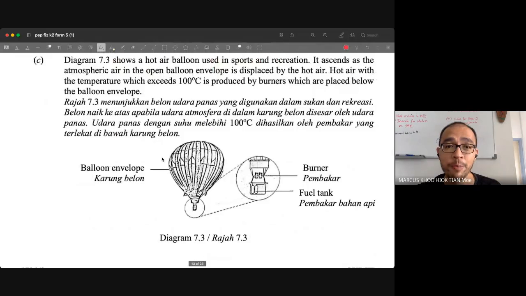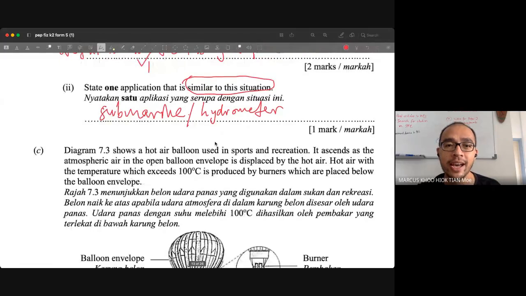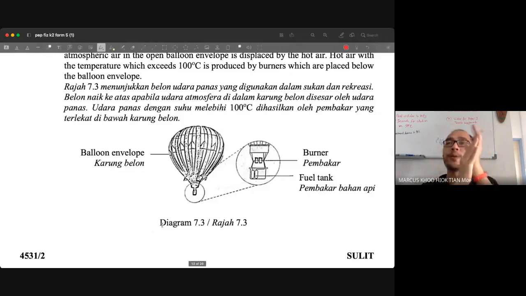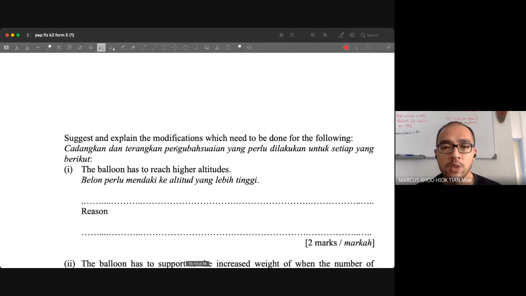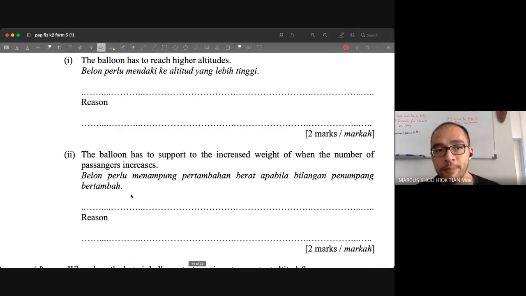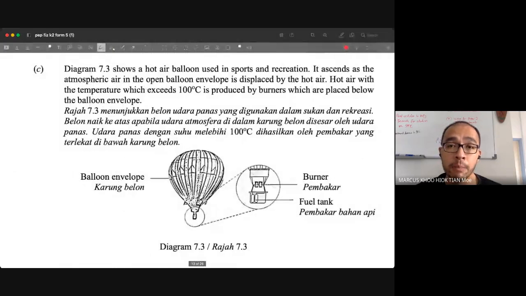And you know why? Because the next question is hot air balloon. I realized that a lot of you answer hot air balloon because you got no idea and you just take the idea from the next question. Like, wow, pandainya, tapi salah. Okay. Suggest and explain the modifications we need to be done for the following. The balloon has to reach higher altitudes and then the balloon has to support the increased weight. Now, this is actually a more difficult question than it actually seems.